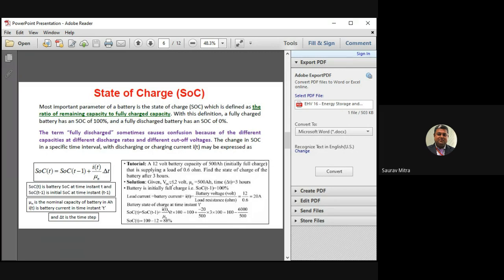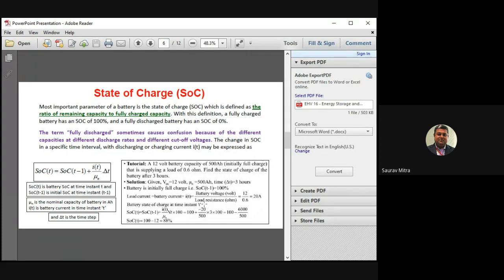A few things they have mentioned: VOC 12 volt, mu1 500 ampere hour, time delta T is 3 hours, which is shown here as 3. And the load current, the battery current, is 12 by 0.6, where 12 is voltage and 0.6 is the ohm. So voltage by ohm is ampere, 20 ampere. Battery state of charge, SOC T, is equal to SOC T minus 1, which was 100, so previously the battery was fully charged, plus IT. Now IT here is the best thing. You can see that IT is the discharge current, and that's why it is shown as minus 20. This is the only thing you have to understand here. Whatever IT is, if it is discharging current, then instead of 20 it should be written as minus 20.